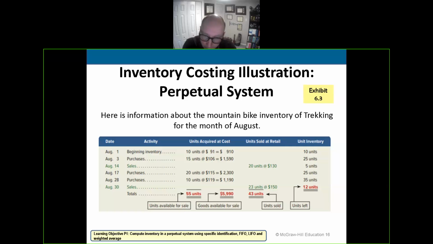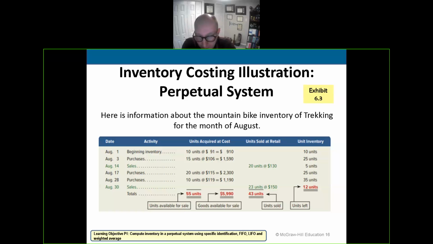August 17th, I purchased 20 more bicycles. This time it cost me $115 a piece. It's probably inflation, it's got to be inflation. So 20 units at $115 a piece for a total of $2,300. So now I'm back up to 25 units that I have available for sale.